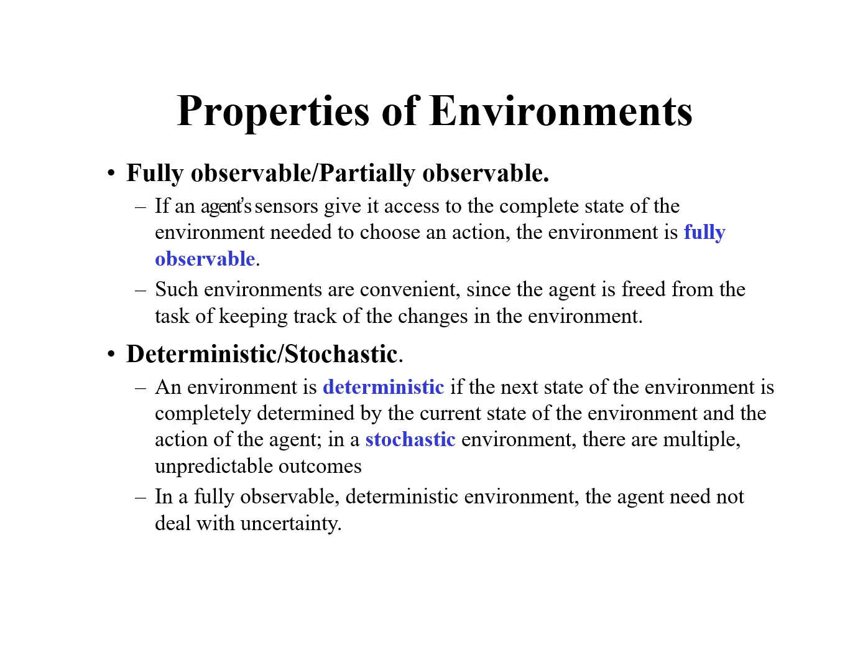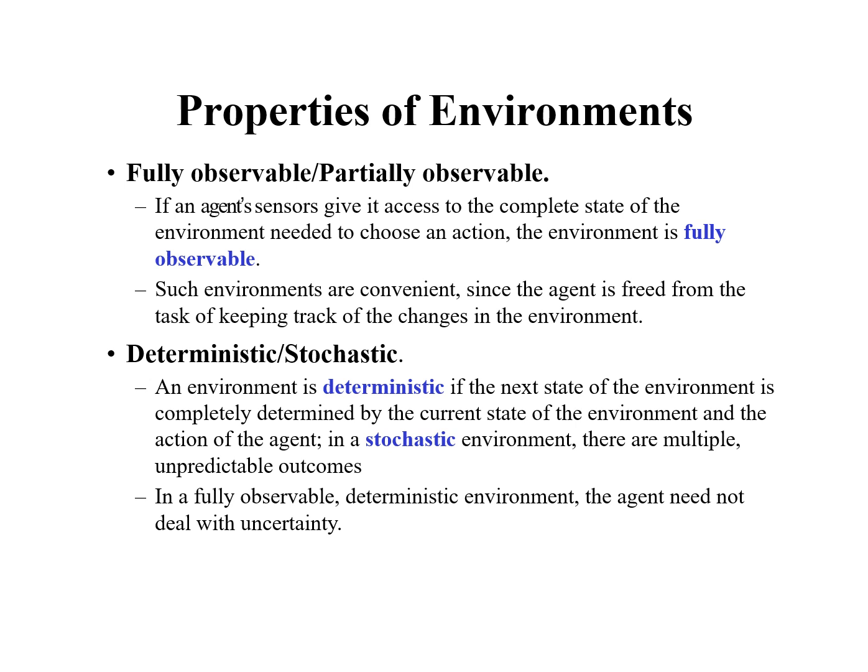In this session, we will be talking about properties of environment, right? Fully observable, partially observable. These are the first point we will be looking into. If an agent's sensor gives it access to the complete state of the environment needed to choose an action, the environment is fully observable. Such environments are convenient since the agent is freed from the task of keeping track of the changes in the environment.